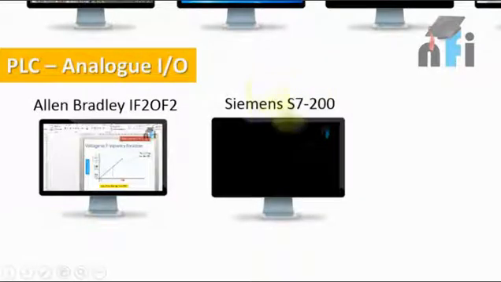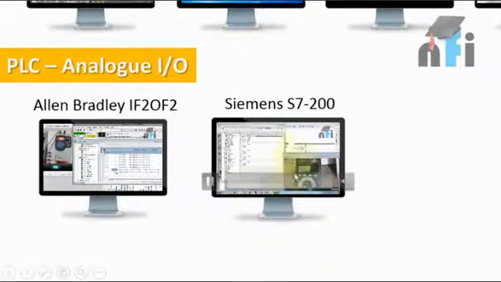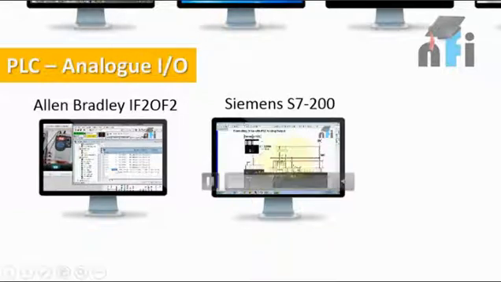Then in analog we have Siemens S7-200. This PLC has analog input internally, and for analog output I have connected an analog output module. Then I explain using a multimeter to understand the voltage and bits, and we have some wiring diagrams to fully understand this logic.